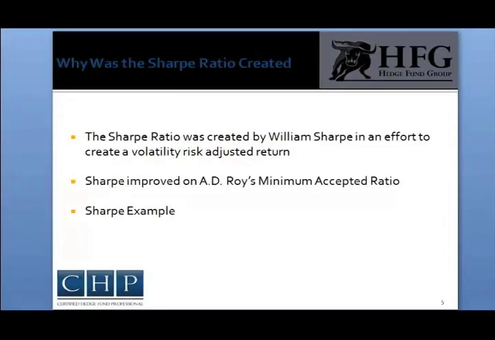In 1966, William Sharpe developed the Sharpe ratio. Sharpe originally called it the reward to variability ratio before it began being called the Sharpe ratio later by academics. Sharpe's 1994 revision acknowledged that the risk-free rate of return changes over time. Sharpe improved upon A.D. Roy's maximizing ratio, which used a minimum accepted return as the denominator instead of Sharpe's standard deviation of returns.